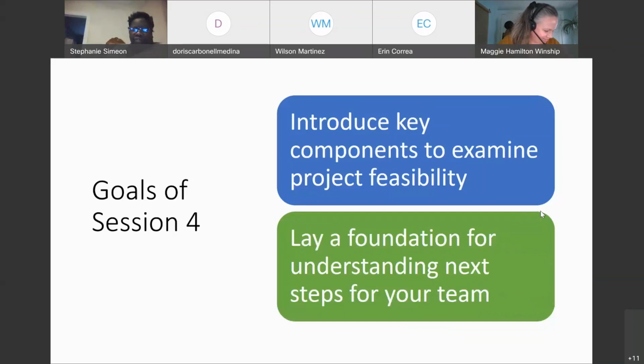So we're in session 4. We've made it through. We only have a few more to go. We're going to talk about how to examine the feasibility of your project. So is it a go or a no-go? And then lay a foundation for understanding next steps for your team. So again, you all have been knighted as developers. Let's see if we're ready.